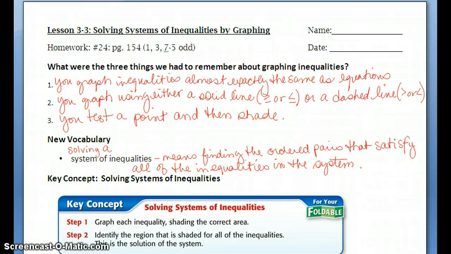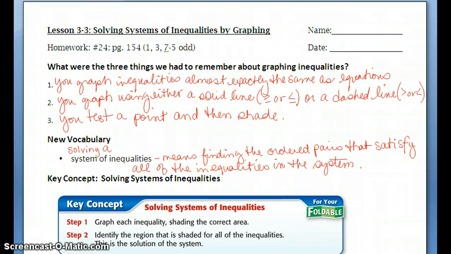You graph using either a solid line or a dashed line, and it depends on whether you have equal signs in your inequalities or not. And then you test a point and then shade. And a lot of times we tested the point (0, 0). If that rings a bell, that's something that we have done in the past.